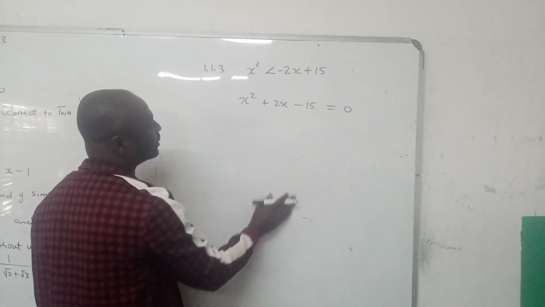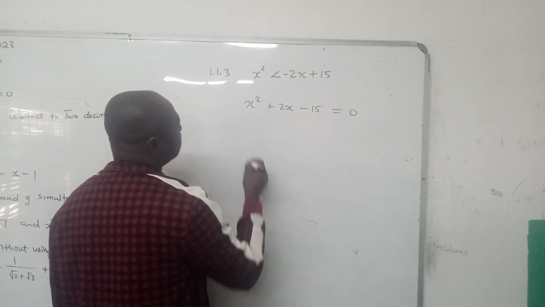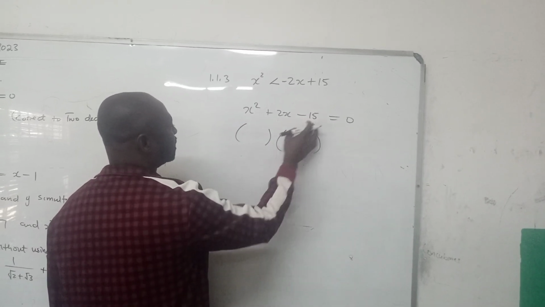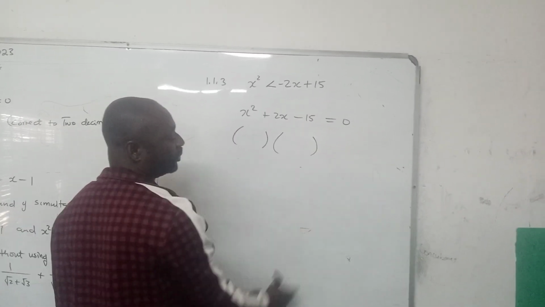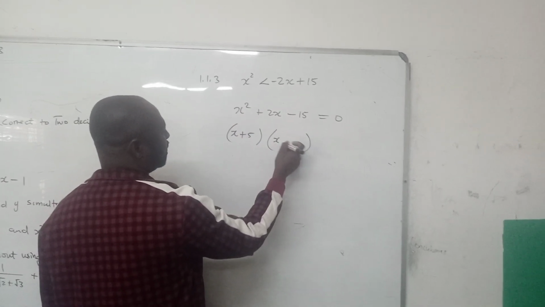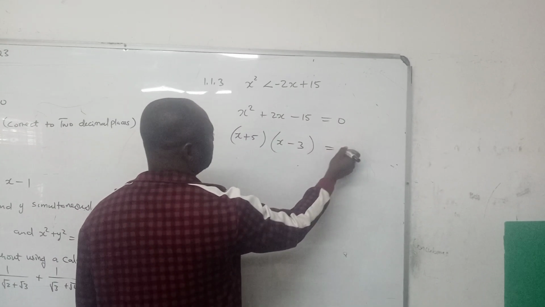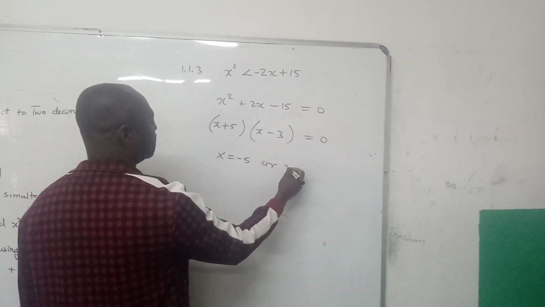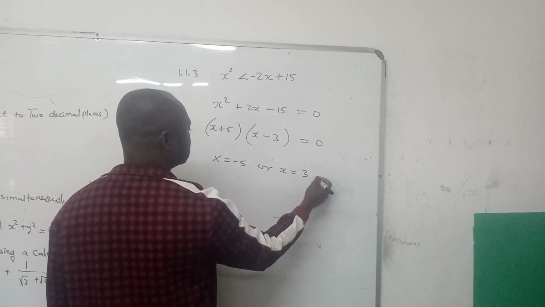x minus 15 equals 0. When you are solving this, it will give you the same bracket: 3 times 5, and you want positive 2. So it's going to be (x + 5)(x - 3) = 0. So x equals minus 5 or x equals positive 3.